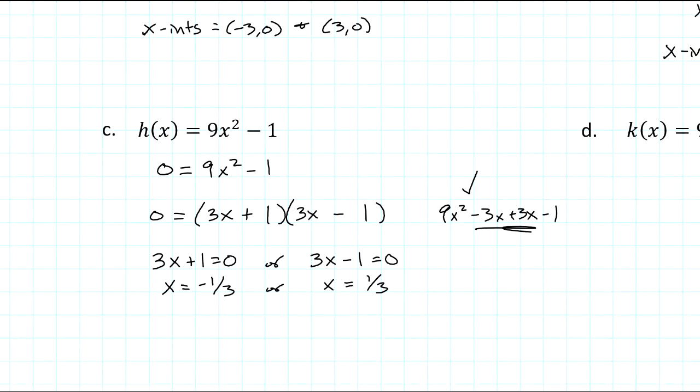So with this, we write our x-intercepts are the points negative 1/3, 0, and positive 1/3, 0.